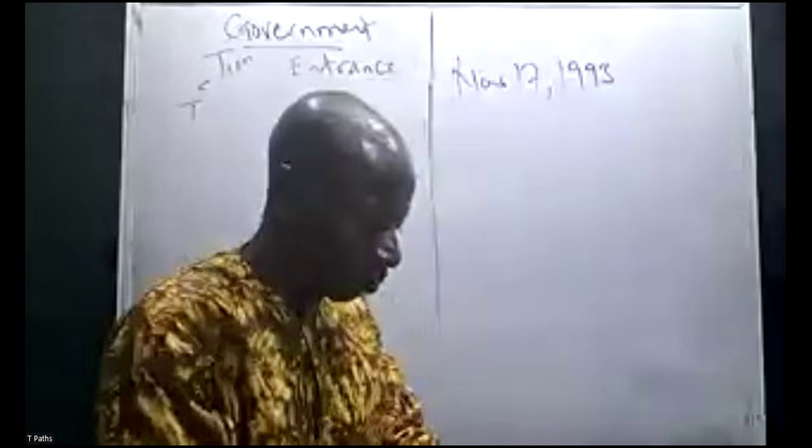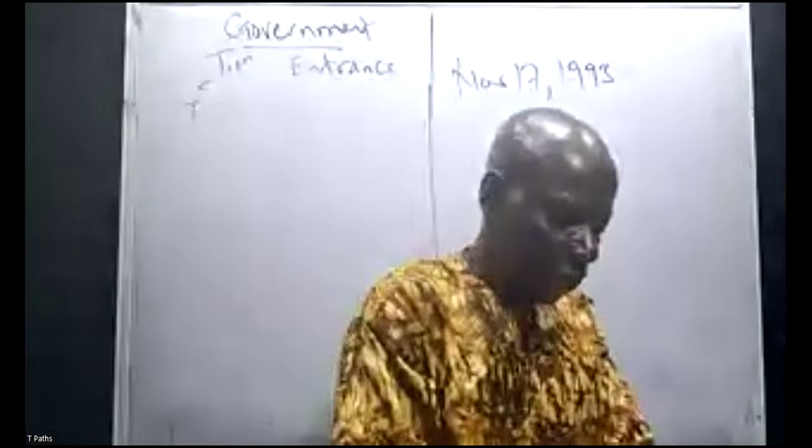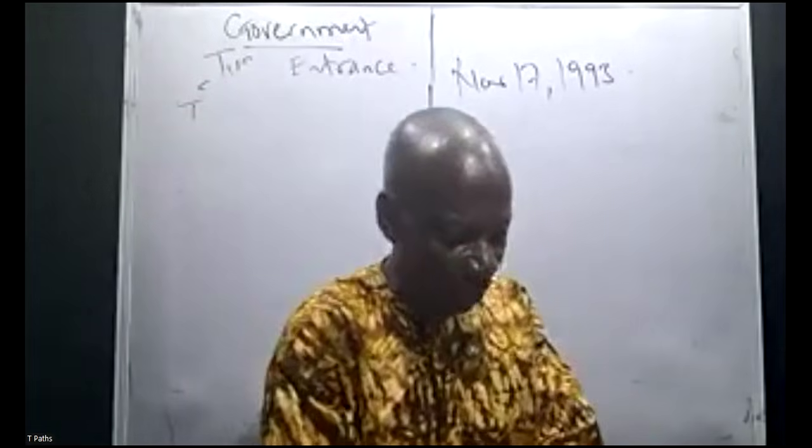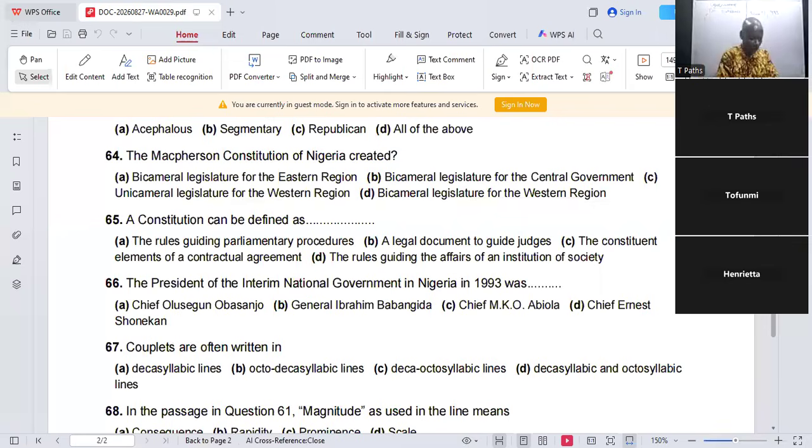1993. Take note. So if you look at the question now, we're told that the president of the interim national government in Nigeria in 1993 was A. Olusegun Obasanjo, B. General Ibrahim Babangida, C. General M.K. Abiola, D. Chief Ernest Shonekan. Ernest Shonekan too is from Abeokuta, the same thing with Abiola and Obasanjo. So please take note.